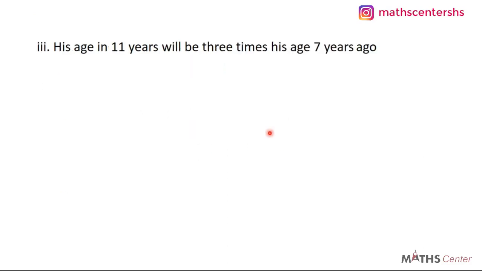Now let's look at it. His age in 11 years will be 3 times his age 7 years ago. What this statement means is that his age in 11 years, which is x plus 11, is equal to 3 times his age 7 years ago. What is his age 7 years ago? His age 7 years ago is x minus 7. Now x minus 7 is a binomial. So if you are multiplying 3 by x minus 7, you have to put x minus 7 in a bracket. So the 3 will be outside, then you have x minus 7 in a bracket. Is that clear?